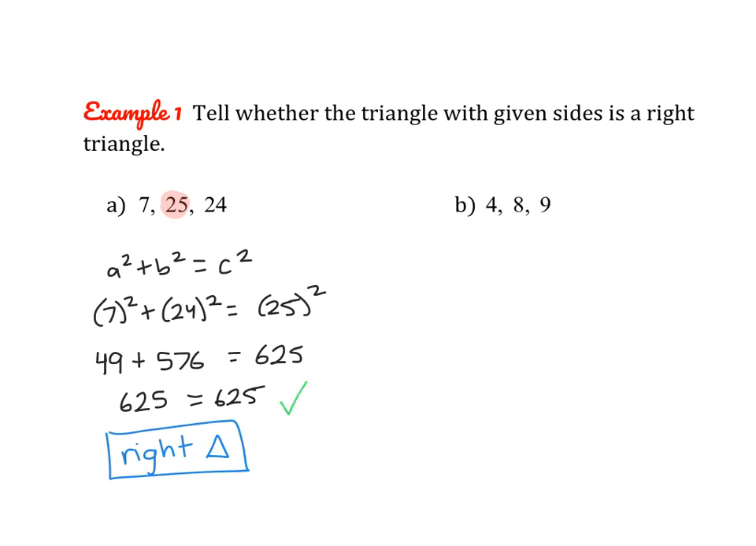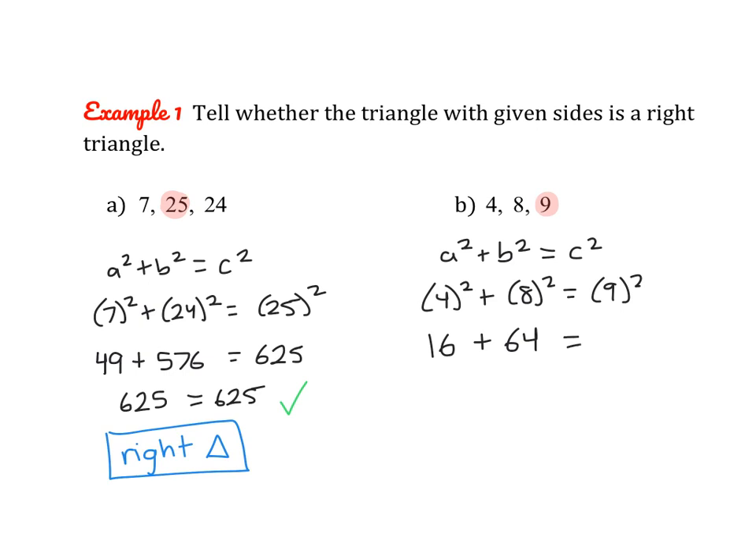Okay, let's try this next one, 4, 8, and 9. So remember, 9 is going to be our c value. For 4 and 8, it doesn't matter which one is which. So a squared plus b squared equals c squared. Let's substitute. I'll replace a with 4, b with 8, and c with 9. So here we have 16 plus 64 equals 81. And if we add these up, we get 80 equals 81.